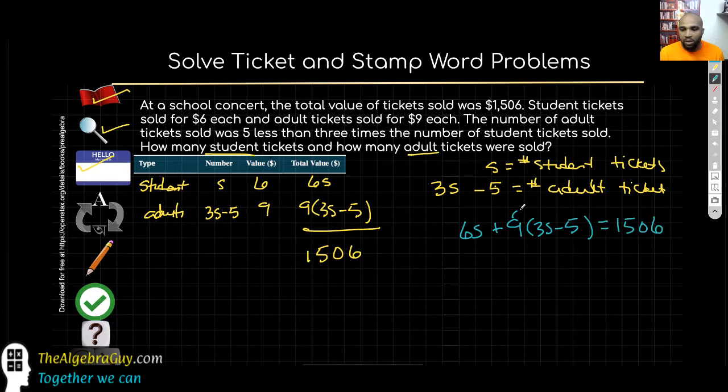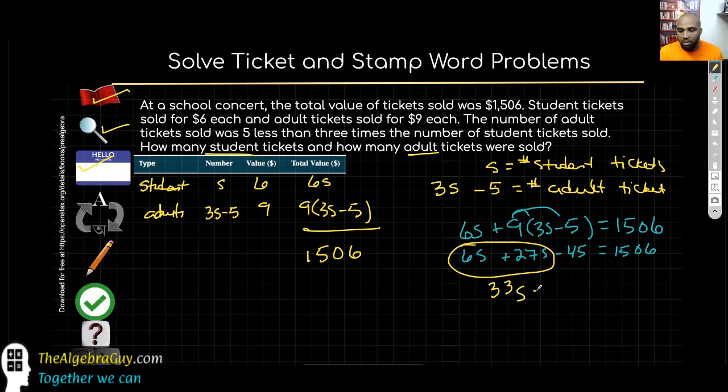Going ahead and solving this, I'm going to distribute here. First, I'm going to bring this down, 6s. This is going to be 27s, and minus 45 equals 1506. And we're going to combine our s's, 27 and 6, because they're like terms. What is that going to give me? 33s minus 44 equals 1506.